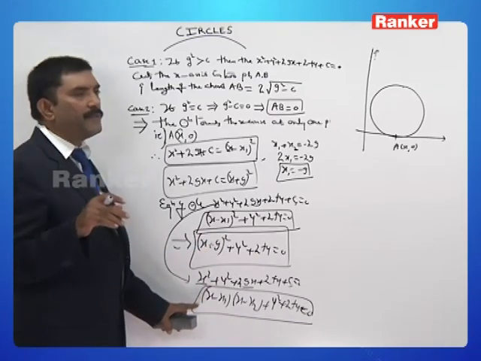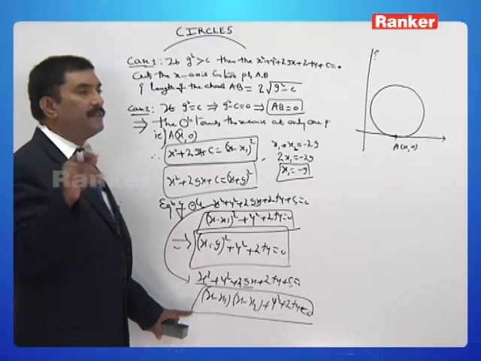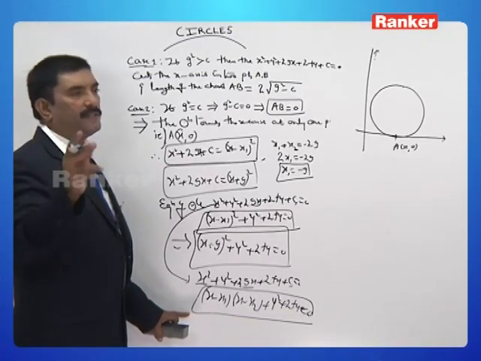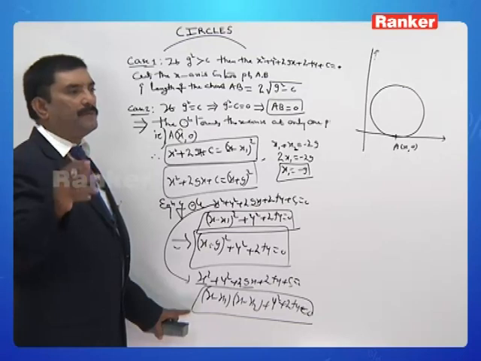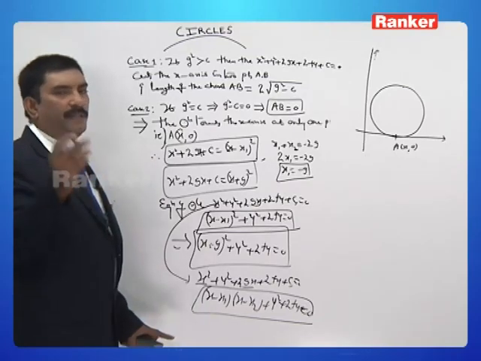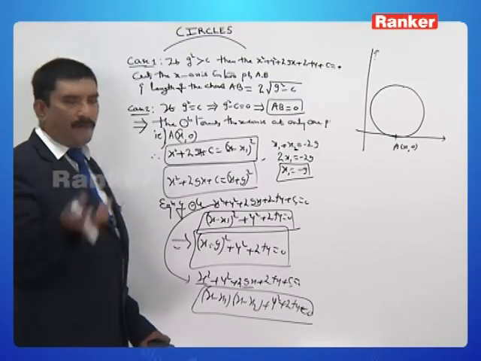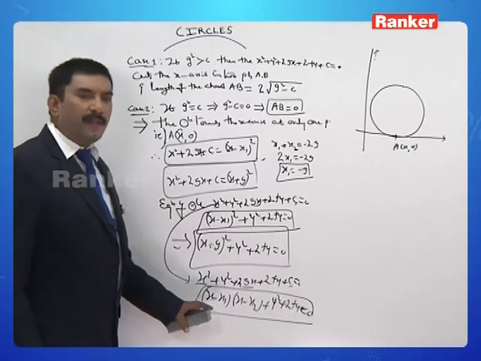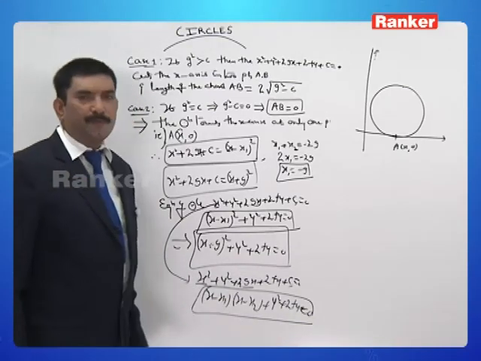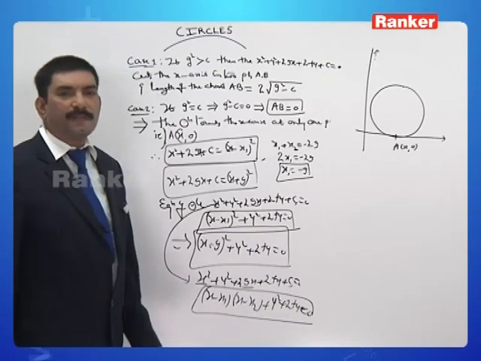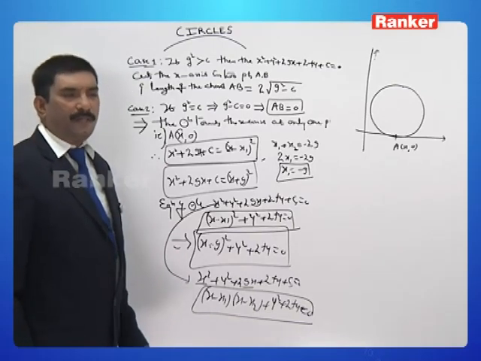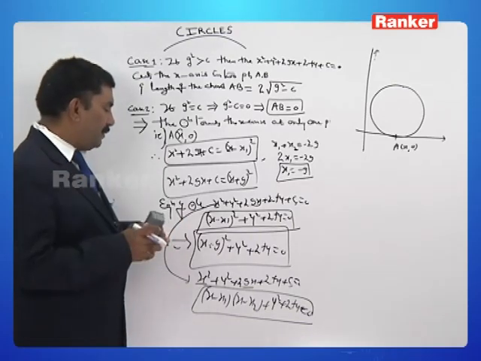This gives the equation of a circle when g square minus c is greater than 0. Then the circle cuts the x-axis in two points, they are x1 comma 0 and x2 comma 0. Therefore, the equation of the circle S is equal to 0 can also be written in the form x minus x1 into x minus x2 plus y square plus 2fy is equal to 0.